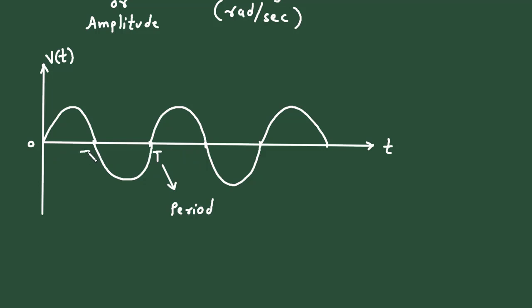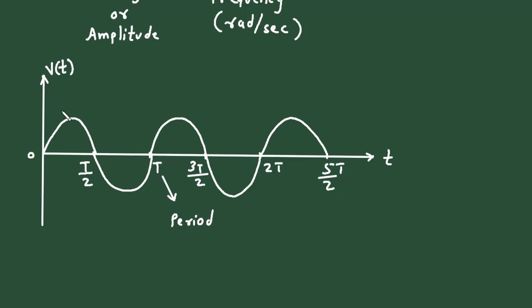Now here this will be T by 2, this will be 3T by 2, and this will be 2T, and then this is 1 by 2, this is 2 by 2, 3 by 2, 4 by 2, then 5 by 2, 5T by 2. This is a sketch of Vm sin omega t as a function of t.